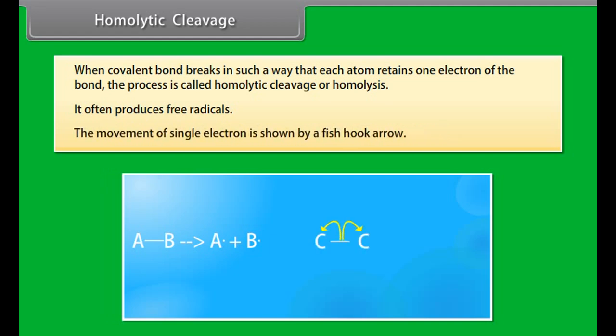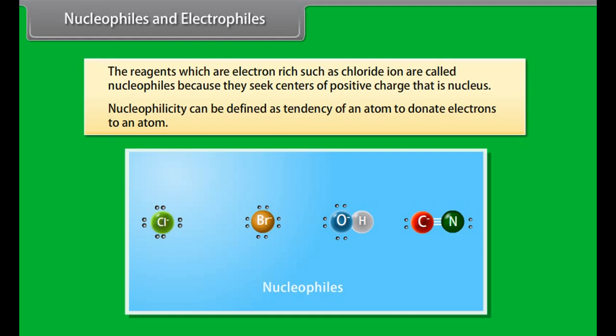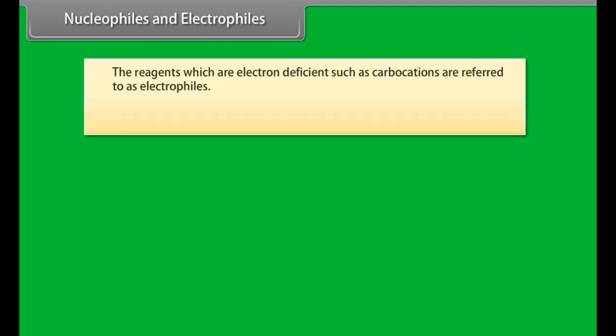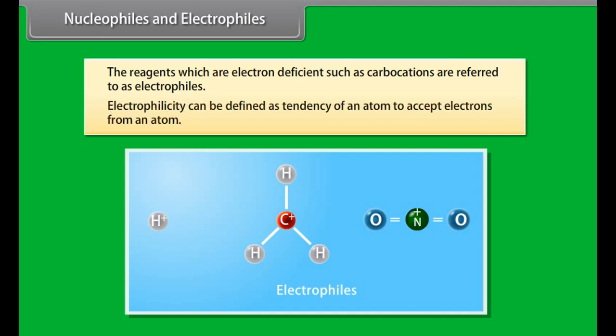The movement of single electron is shown by a fish hook arrow. Nucleophiles and electrophiles. The reagents which are electron-rich, such as chloride ion, are called nucleophiles because they seek centers of positive charge, that is, nucleus. Nucleophilicity can be defined as the tendency of an atom to donate electrons to an atom. The reagents which are electron deficient, such as carbocations, are referred to as electrophiles. Electrophilicity can be defined as tendency of an atom to accept electrons from an atom.